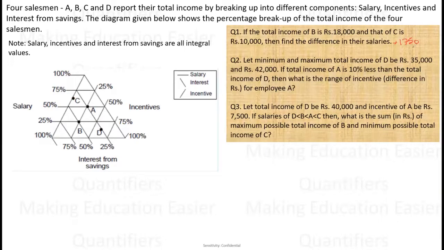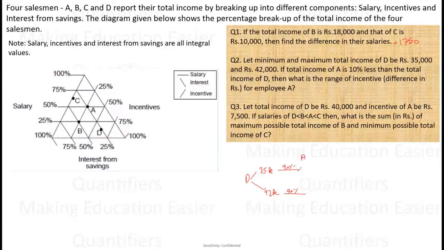Now let's read the second one and let's try to find out the answer. It says, let the minimum and the maximum total income of D be 35,000 and 42,000 rupees. So D's income is 35K and 42K, right? If the total income of A is 10% less than D, so A's total income is 90% of this or 90% of this. If this is the income range of D, this is the income range of A that I will get.